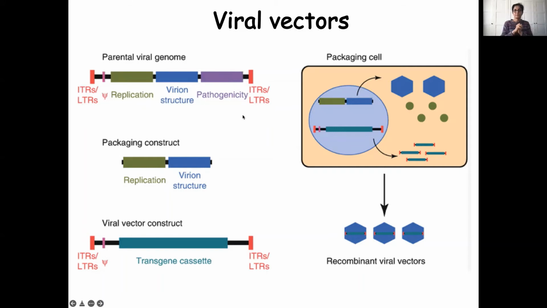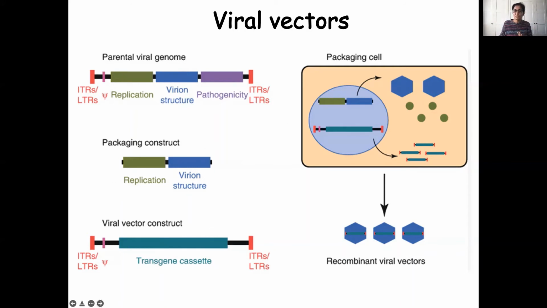What we do now is we split the virus genome into two parts. We take the replication and viral structural genes and have them separate. And then we remove this disease-causing gene from the viral genome. This purple is removed, and instead of that, we put the gene that we want the cell to have. So this is the transgene, or the therapeutic gene, that we want to send to the cell.